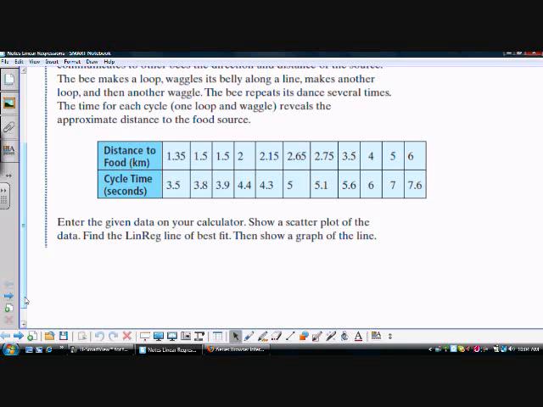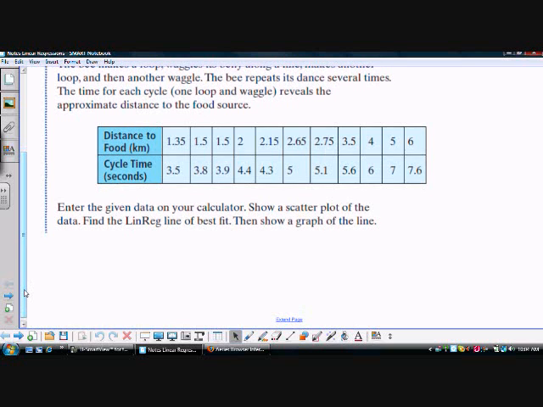Okay, so we're going to take this data that they've given us for distance to food source and the time that they are doing their little dance. And first we're going to make a little scatter plot of this.